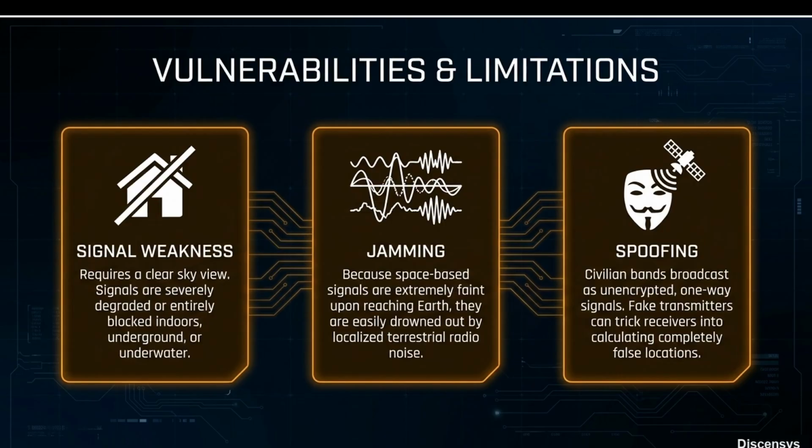Spoofing. Civilian bands broadcast as unencrypted one-way signals. Fake transmitters can trick receivers into calculating completely false locations. So these types of things can happen due to cyber attacks. Spoofing is a type of cyber attack.